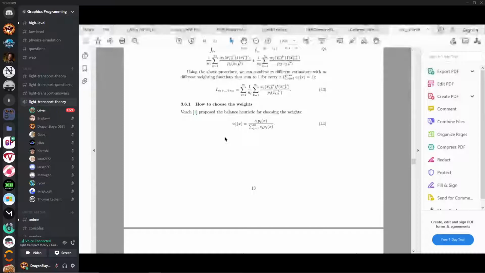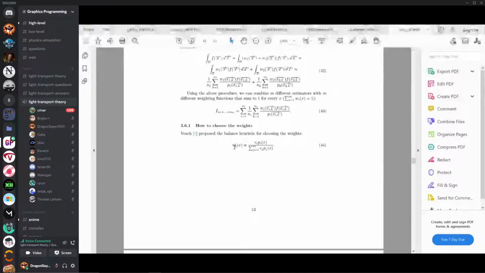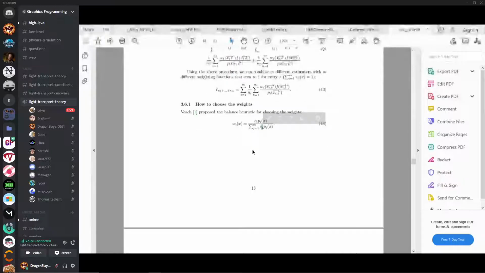Well, there are various choices. One popular choice is what Veach proposed as a heuristic back when he introduced multiple importance sampling for rendering. And it is really the probability of your current strategy for sampling the integrand divided by the sum of the probabilities. Now, you have some weights here, but you can make those one in the general setting. And we will see that in the code.